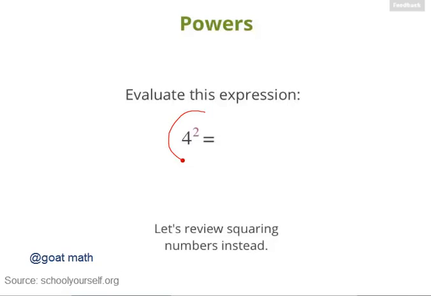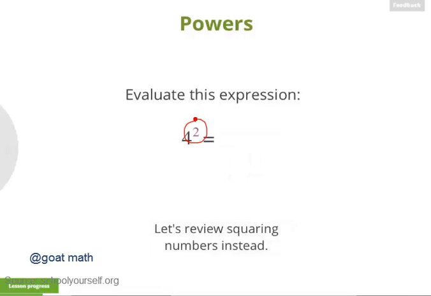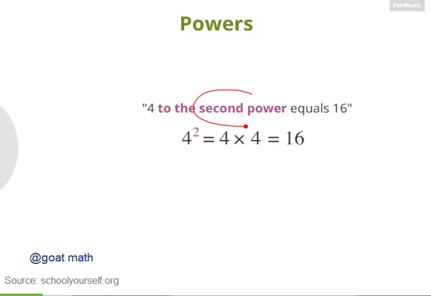Here we'll explore raising numbers to a whole bunch of different powers. But first, try evaluating this expression, 4 raised to the second power, which you can also read as 4 squared. Exactly. Because this number up here is 2, that means you're multiplying 2 4s together, and 4 times 4 equals 16. So again, this equation says that 4 to the second power equals 16, or 4 squared equals 16.